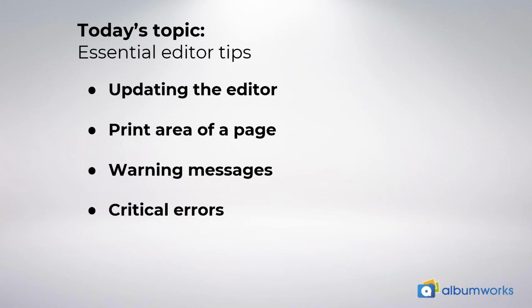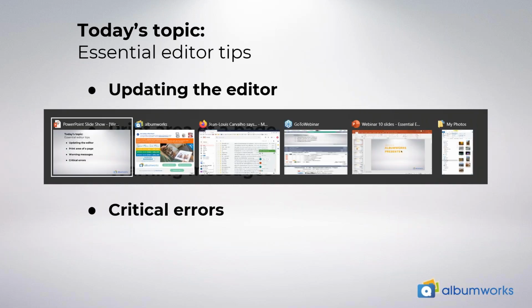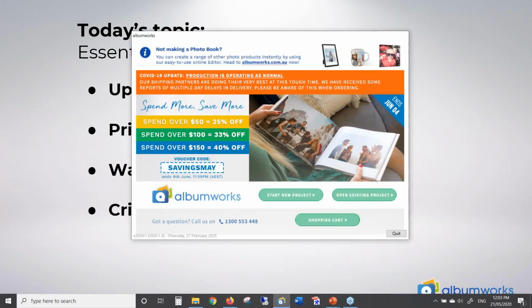So let's get started. The first thing that is really important is to make sure that you are using the latest version of our editor. So I'm going to bring up the editor right now. This is our download editor. And this is the first page that comes up when you open it. At the bottom left, it tells you what version you're using. So you can see here, I have V2020 R1. That is the latest version. If you've got anything that's not 2020, then it is an older one.